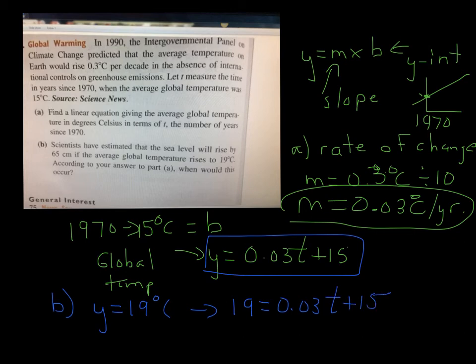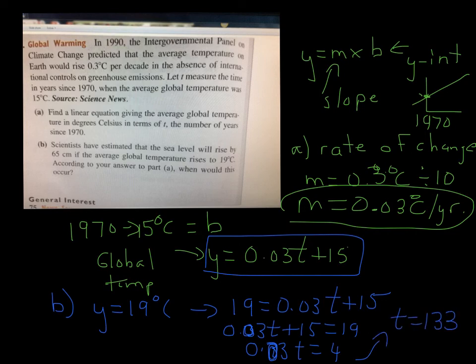And if we solve this equation, we could switch sides like this. Move the 15 over to the other side of the equation by subtracting it from 19, and then divide both sides by 0.03. I think it's like t equals 133, but you can check my math. I don't have a calculator here. And that's the number of years that it would take approximately, okay?